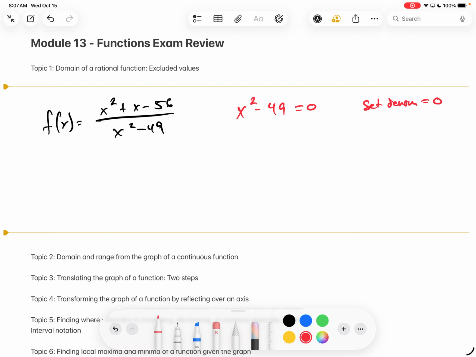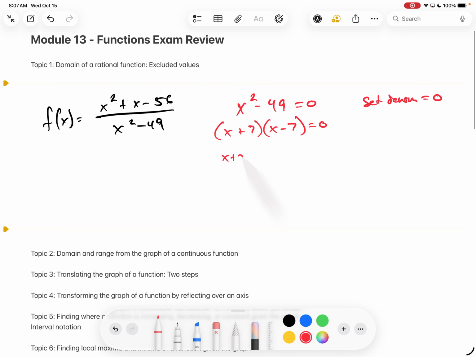There's a couple different ways to solve this. Most of y'all probably do the difference of squares way and say, okay, x times x is x squared, 7 times 7 is 49, a plus and a minus, and then set them both equal to 0.